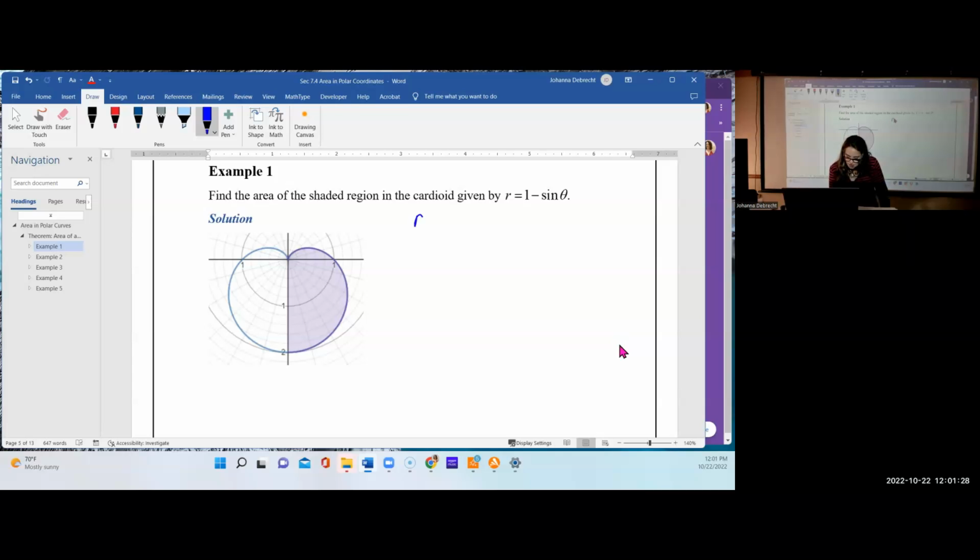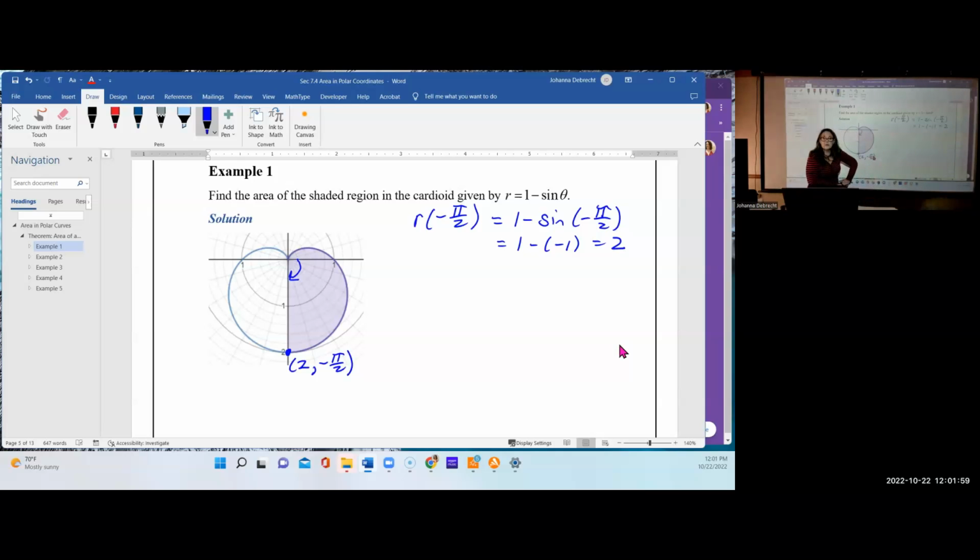So we're going to check r of negative pi over 2, and that gives me 1 minus sine of negative pi over 2. Remember, negative pi over 2 is this angle right here, and so the sine of that gives me a negative 1, so I have 1 minus a negative 1, which is 2, which puts it right here at the point r equal 2, theta equal negative pi over 2. So clearly that's that one.